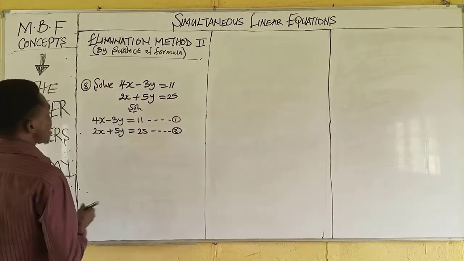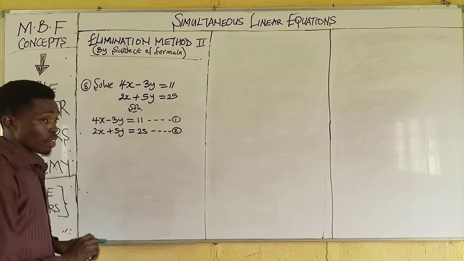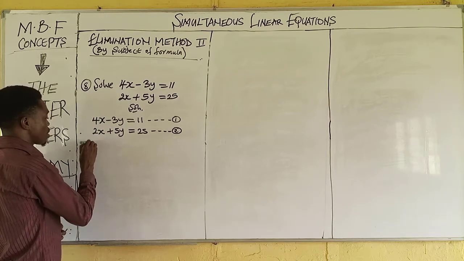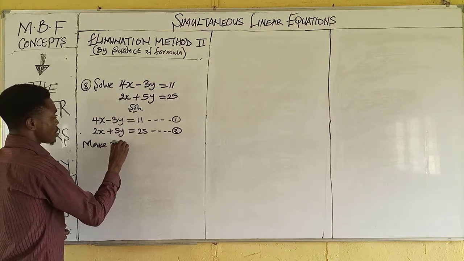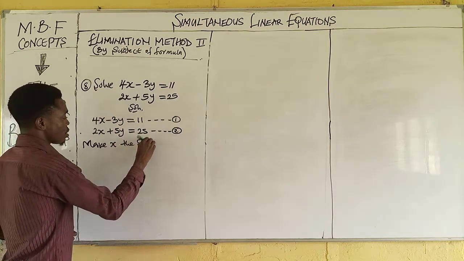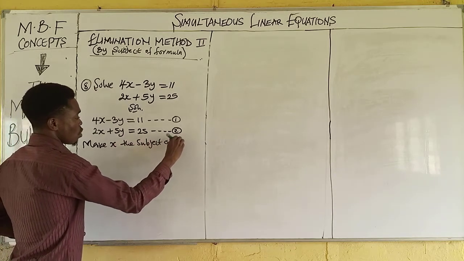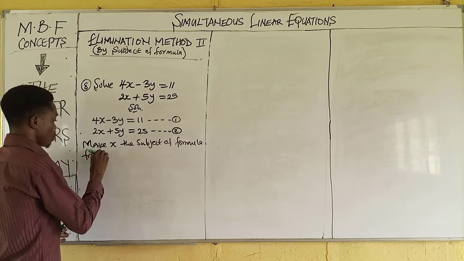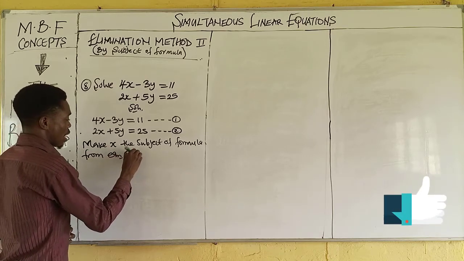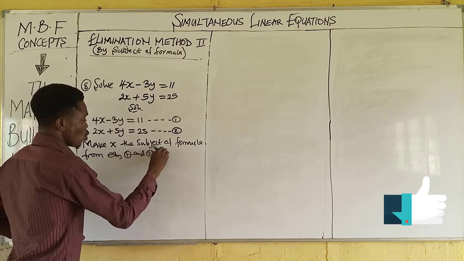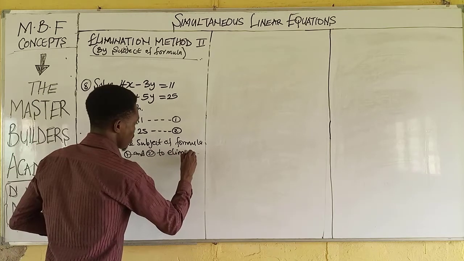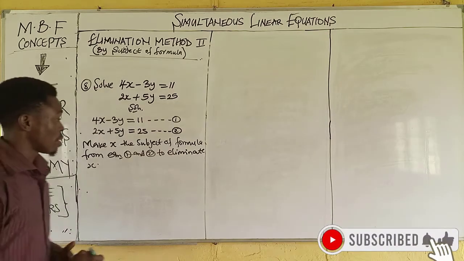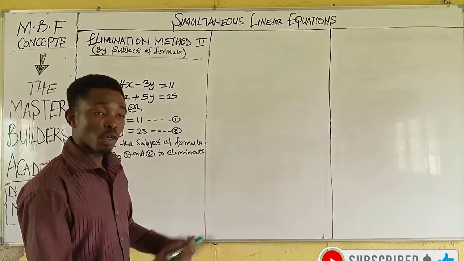So at this point now, let's decide that we want to eliminate x. To eliminate x here, all we need to do is to make x the subject of formula. So I can simply say: make x the subject of formula from equation 1 and 2 to eliminate x. The reason why we want to make x the subject is to eliminate x from both equations.